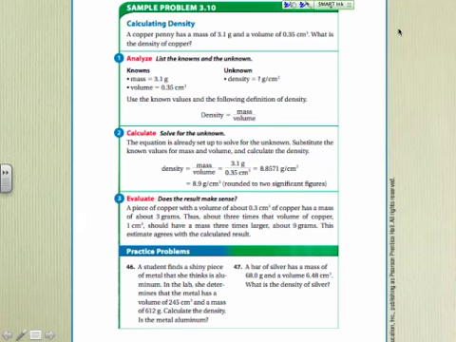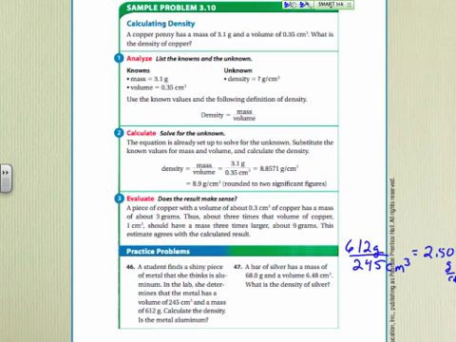Alright, so the first one, a student finds a shiny piece of metal, thinks it's aluminum, determines that the metal has a volume of 245 cubic centimeters and a mass of 612 grams. Well, let's figure out the density. Mass divided by volume, 612 grams divided by 245 cubic centimeters. If we divide that out, it comes out to be 2.50 grams per cubic centimeter.